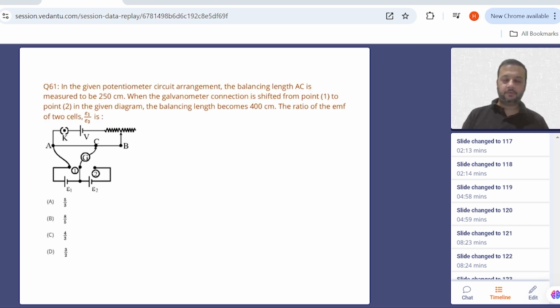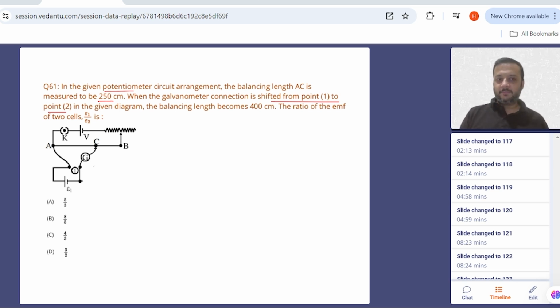Let's look at the next question. This is a potentiometer question. In here, what is happening? Just let me make a copy of this question. So if you see what is happening in this question, in the given potentiometer circuit arrangement, the balancing length AC is 250 centimeters under the given situation. When the galvanometer is shifted to point 2, then the balancing length becomes 400 centimeters. Then we have to find the ratio of E1 and E2. If you notice very carefully, right now the E2 is out of the circuit. There is no role of E2 right now. So I will remove it, because it will become a clean circuit for you to assess.